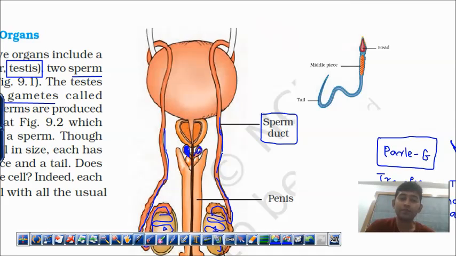called seminal vesicle. That's the end of the journey of the sperm.